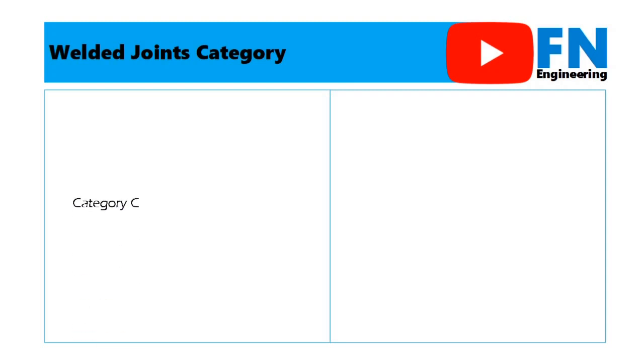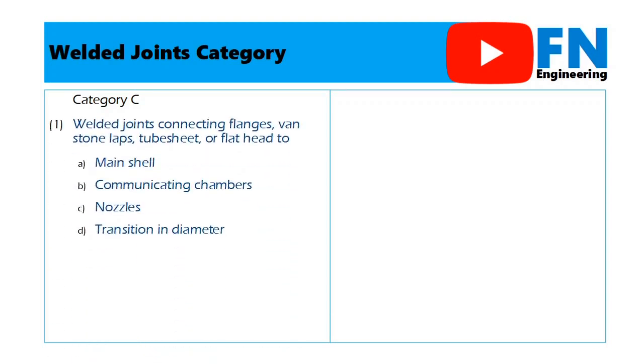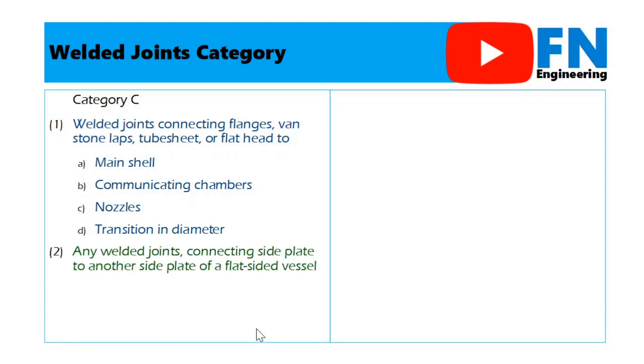The next category is category C. There are two main types of category C. First is welded joint connecting flange, van stone lap, tube sheet, or flat head to the main shell, communicating chambers, nozzles, and transition in diameter. The other type is any welded joint connecting a side plate to another side plate of a flat-sided vessel.